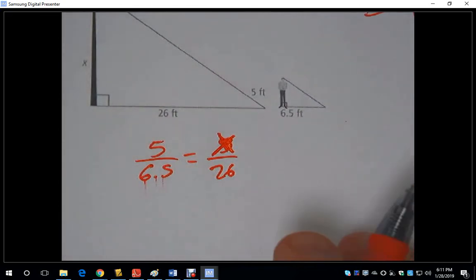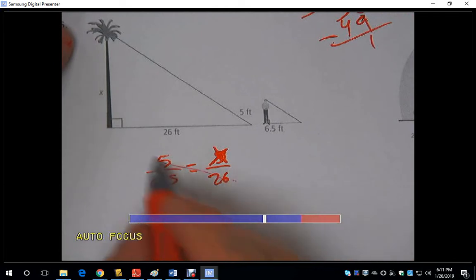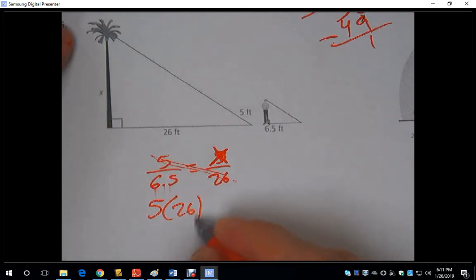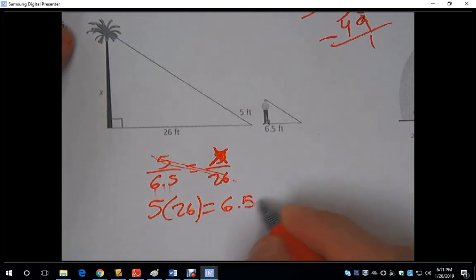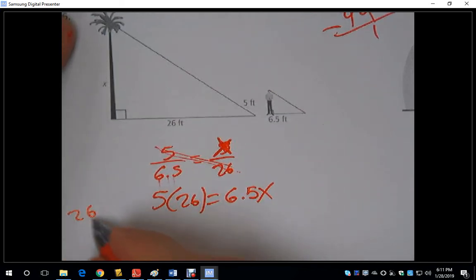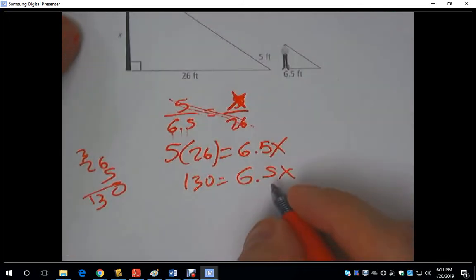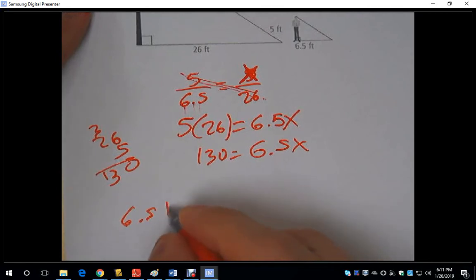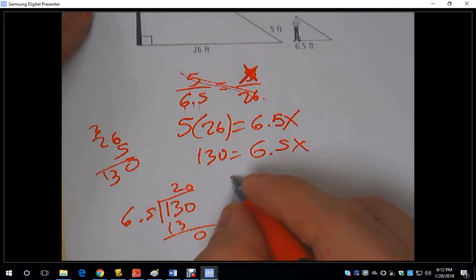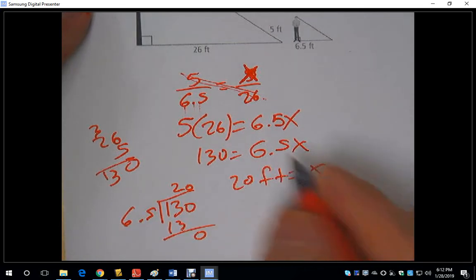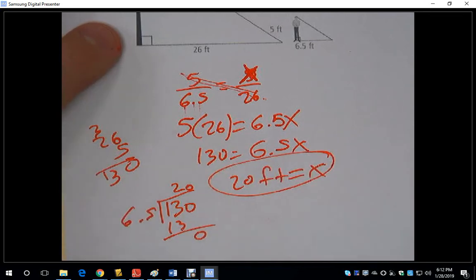So we're going to cross multiply again. I'm going to multiply this way. That gives me 5 times 26, and that equals 6.5 times x. 26 times 5 gives me 130 equals 6.5x. And then 6.5 goes into 130 20 times. So I get 20 feet. The height of the palm tree is 20 feet.